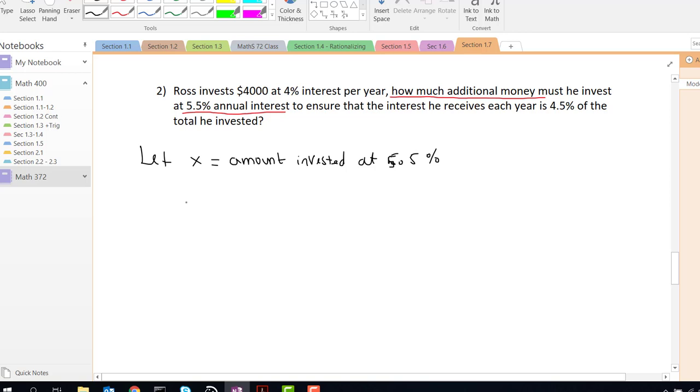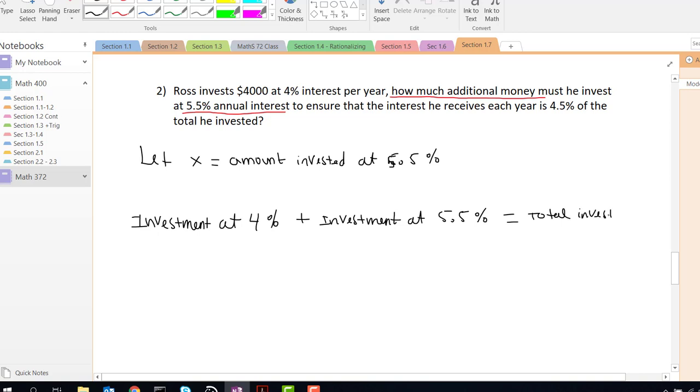So then there's a combination. So anytime you're combining two things, you're going to be essentially adding. So what Ross is doing here is his investment at 4% combined with his investment at 5.5%. We want that to be the same as the total investment at 4.5%. So the interest in the investment. So total investment at 4.5%.